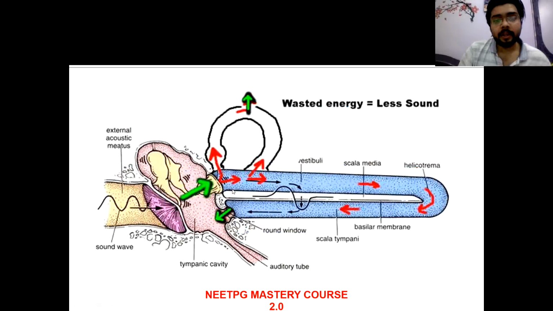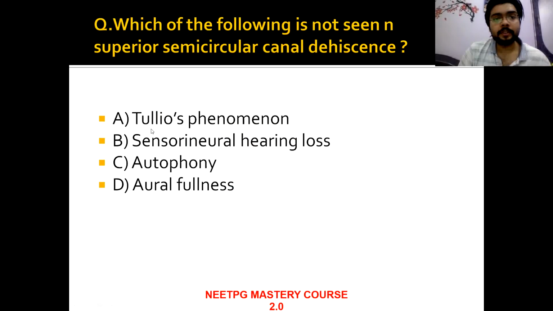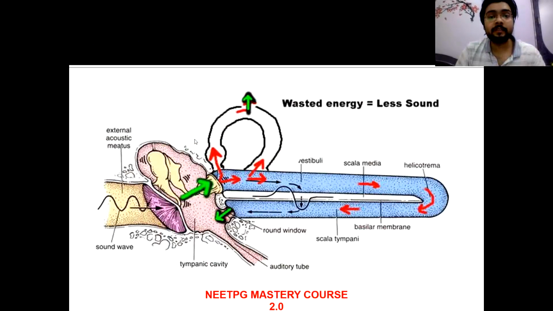Now if we go again to our MCQ and see our options, which of the following is not seen? Tullio phenomena, yes, the patient will have vertigo with loud noise. Sensorineural hearing loss, no. Conductive hearing loss is seen, and this is a special case of inner ear disease causing conductive hearing loss. Autophony, yes. Aural fullness, yes. So here the answer is sensorineural hearing loss, because, repeating again, superior semicircular canal dehiscence causes conductive hearing loss.